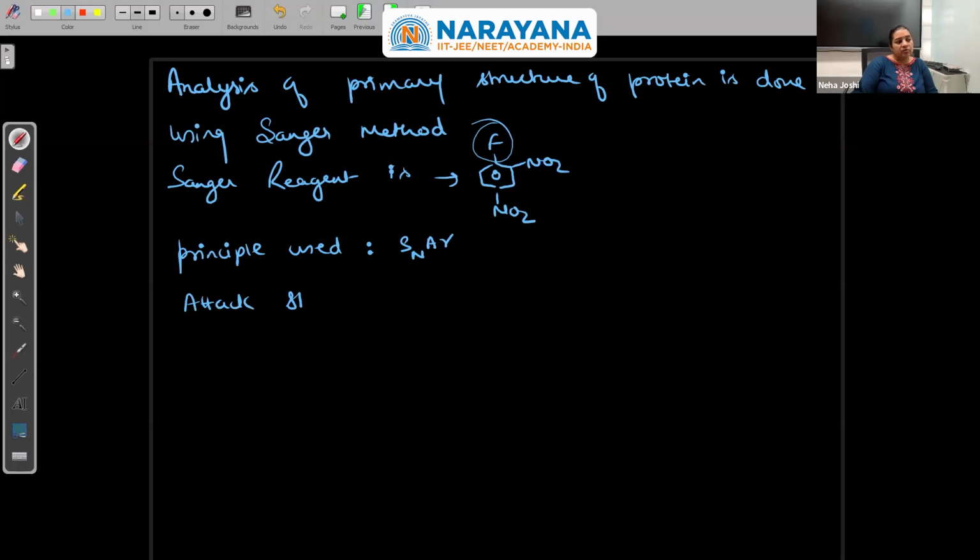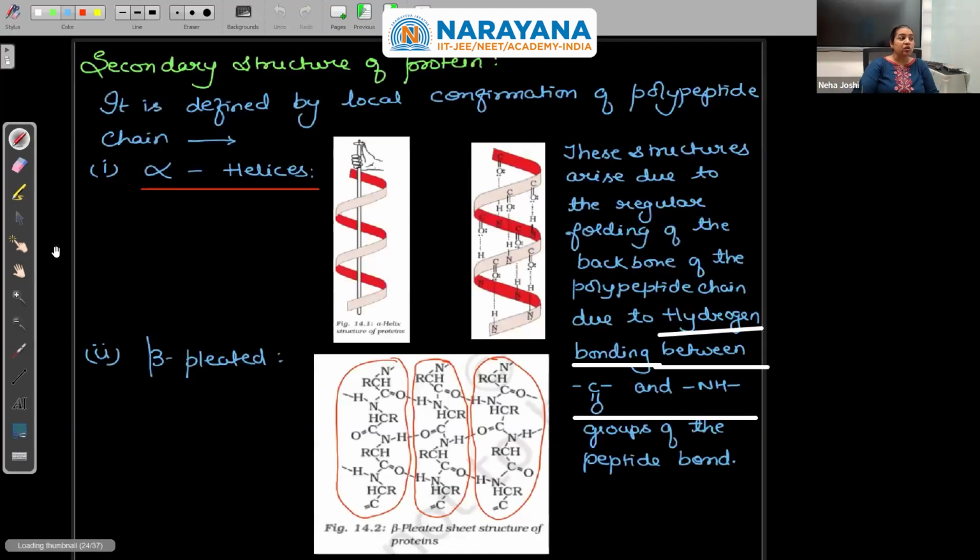Attack starts from N-terminal amino acid. It always attacks N-terminal amino acid. That is fixed. So there is a fixed sequence of amino acids, then only it becomes a particular protein. If the sequence is not maintained that way, it cannot become that protein, otherwise it can cause diseases.